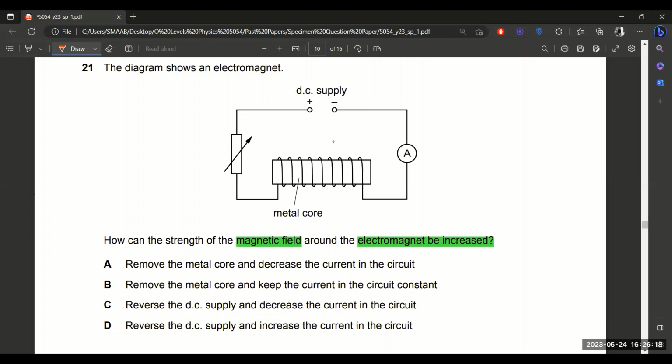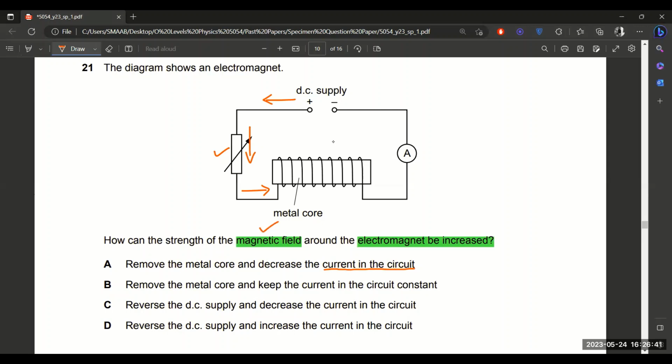Basically, there is a variable resistor connected in the path because current flows from the positive direction. So it moves through the variable resistor, and the ammeter is on the right hand side. Remove the metal core and decrease the current in the coil. That will not increase the magnetic field, because we know that if we increase the value of current, that will also increase the magnetic field.